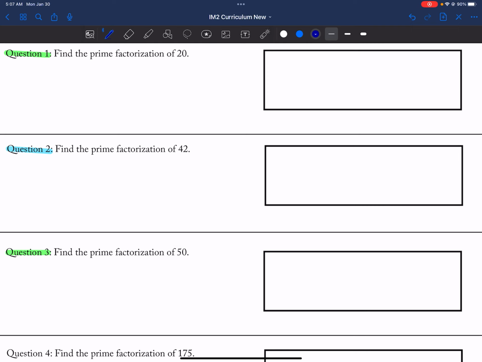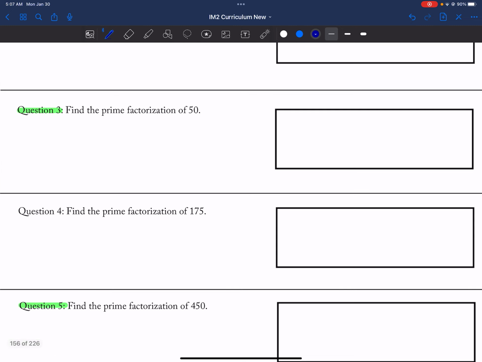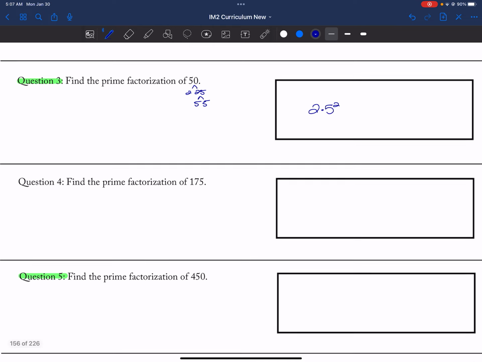All right, so let's go through all the odd number questions. Let's do prime factorization. 20: 2 and 10, 2 and 5. So 20 is 2 squared times 5. Okay, 50: 2 and 25, 5 and 5. So this is 2 times 5 squared.